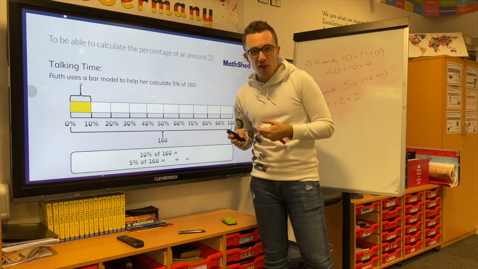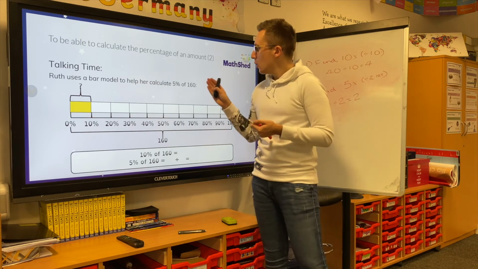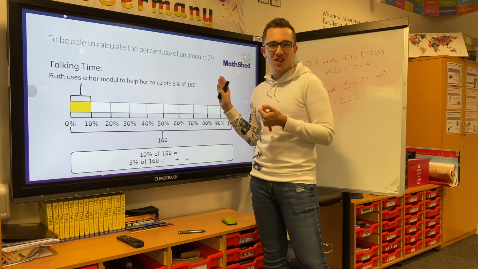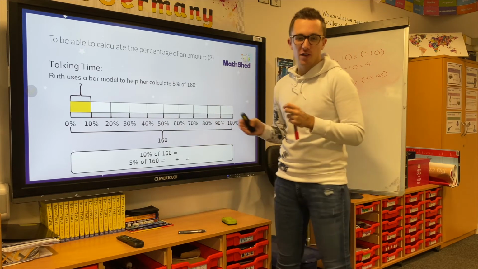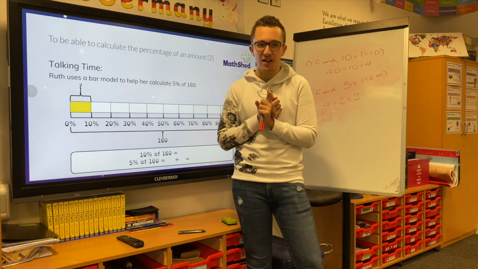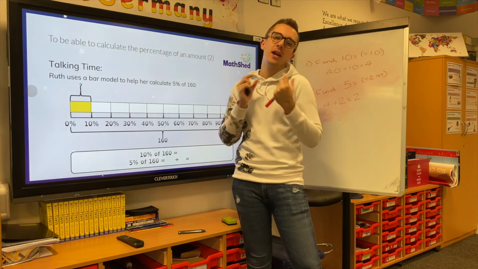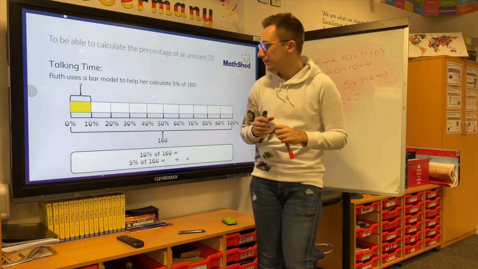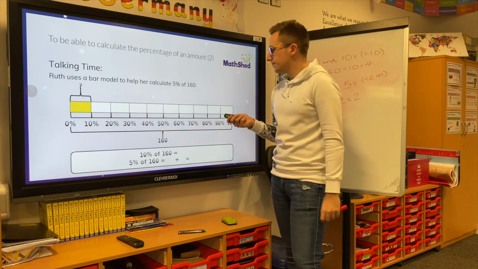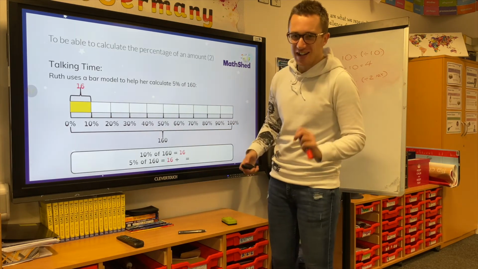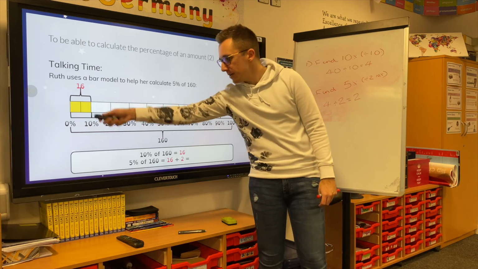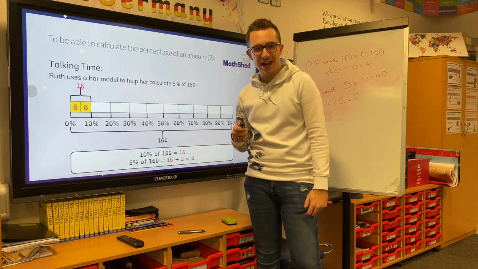Slightly bigger numbers doesn't mean it's any more complex. We're finding 5% of 160. Can you have a go at that, please? So find 10% by dividing by 10, get your answer, and then halve it. Okay, so 10% would be 16. We then halve it, which would give us 8.